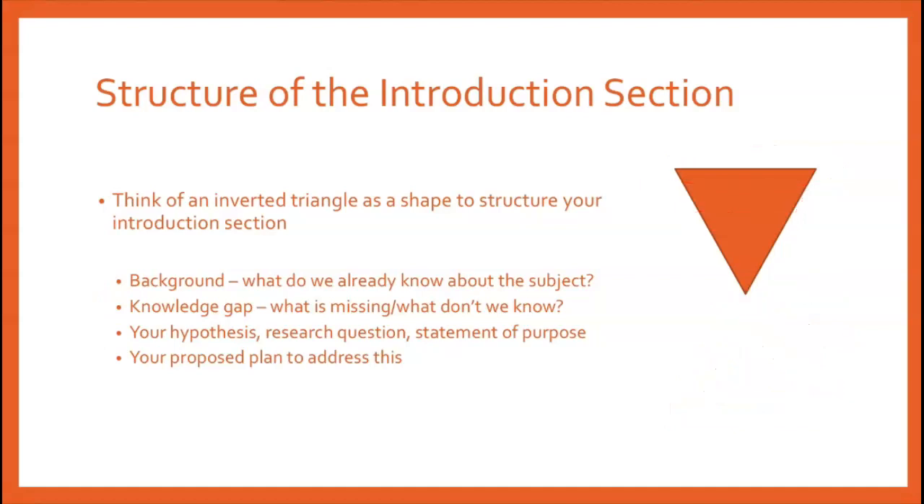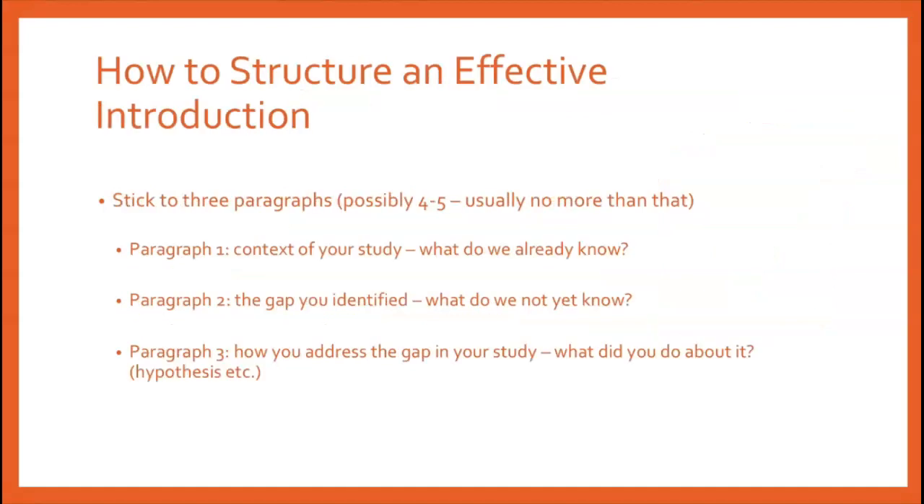So for now, I want you to remember the inverted triangle structure for the introduction. In most empirical research articles following the IMRAD format, you'll see 3 to 5 paragraphs in the introduction. The general advice is to stick to 3 paragraphs, but sometimes you might need a little bit more to provide the context of your study, which is usually just 1 paragraph, but can be 2 or 3 paragraphs, right? So this part could be 1 to 3 paragraphs, but the rest should be approximately 1 each.